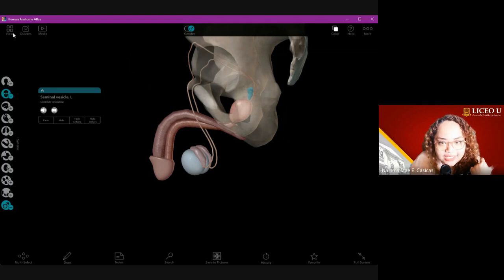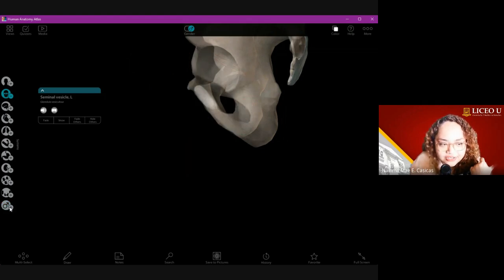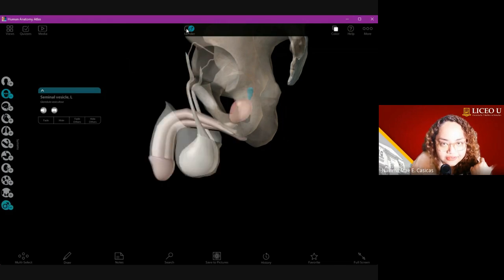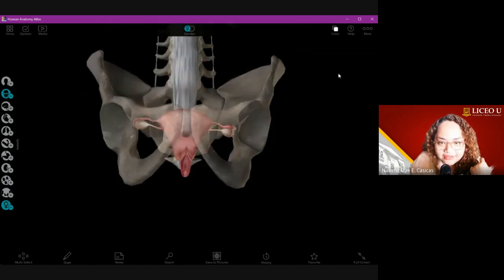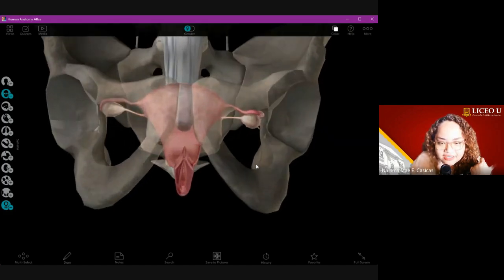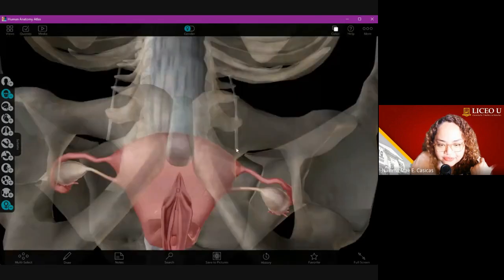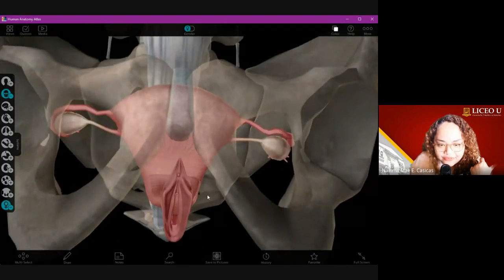Okay, what about for the ladies? Let's go to the ladies. Let's change gender. Let's go to female. The females. For the females, you would have your labia minora.